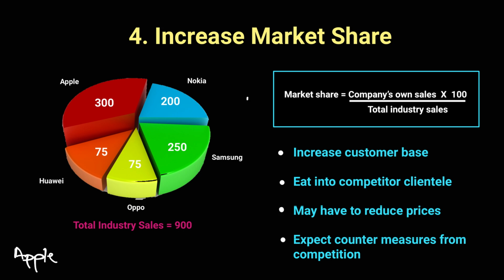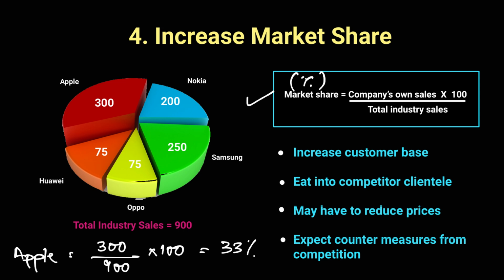If I use the formula here, I get 300, which is the company's own sales, divided by total industry sales given to me as 900, multiplied by 100, because market share is always a percentage value. Okay, do not forget that. So when I solve for this, I know this gives me 33%. So what this means is Apple as a company owns a 33% share of the entire market. Nokia 200 divided by 900, 250 divided by 100 for the other one, and so on and so forth, and you can calculate exactly how much each business owns from the entire industry.